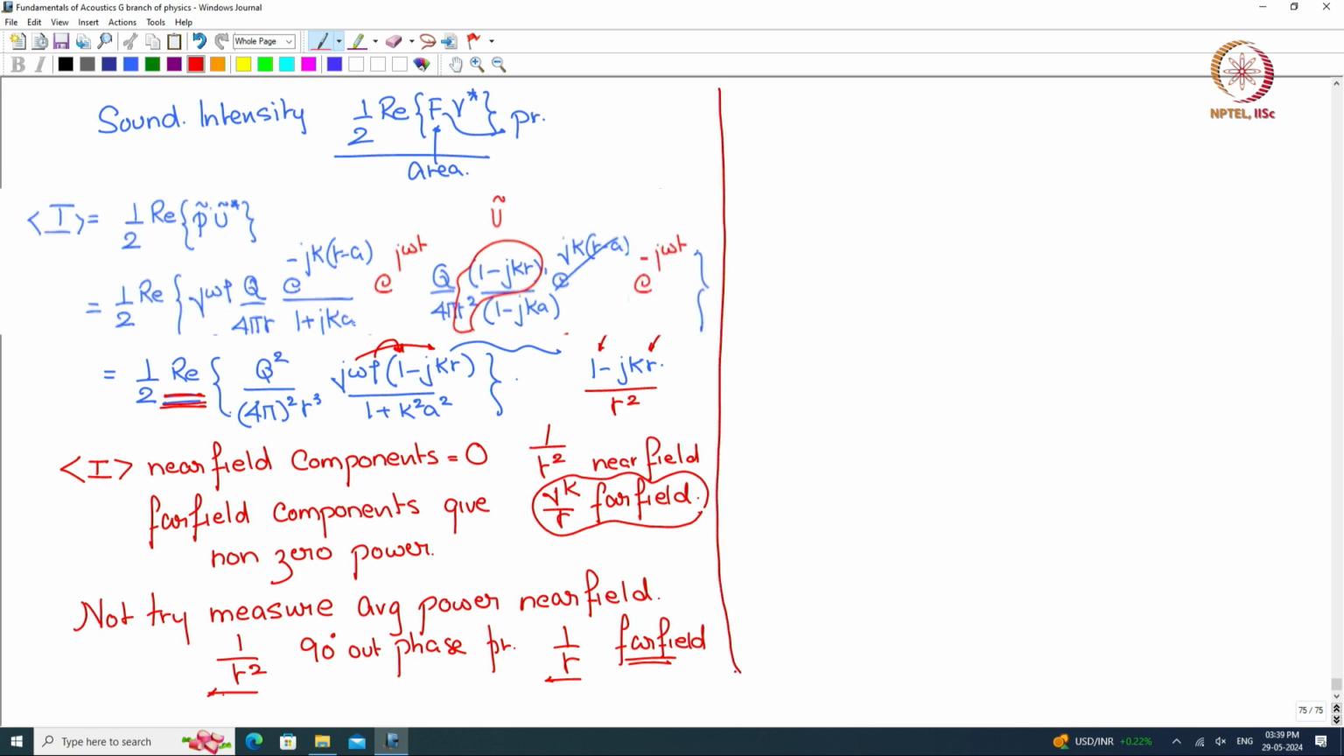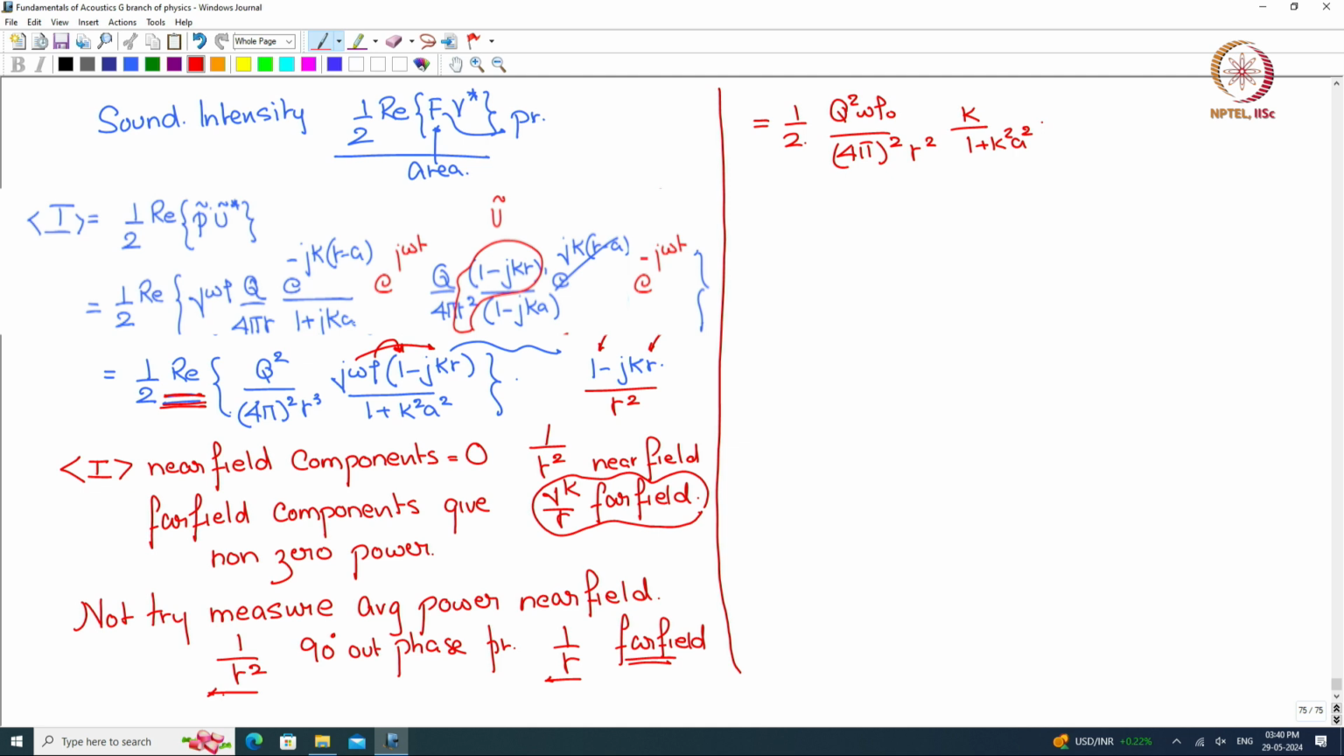So now if we look at the power expression, this is 1/2 q square omega rho 0 by 4 pi whole square r square, k over 1 plus k square a square. This can be put in much nicer terms. Maybe I should do that, or we'll just leave it at this.